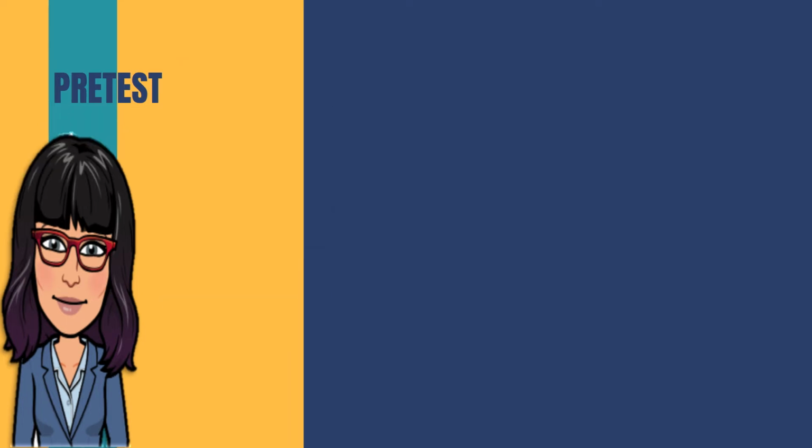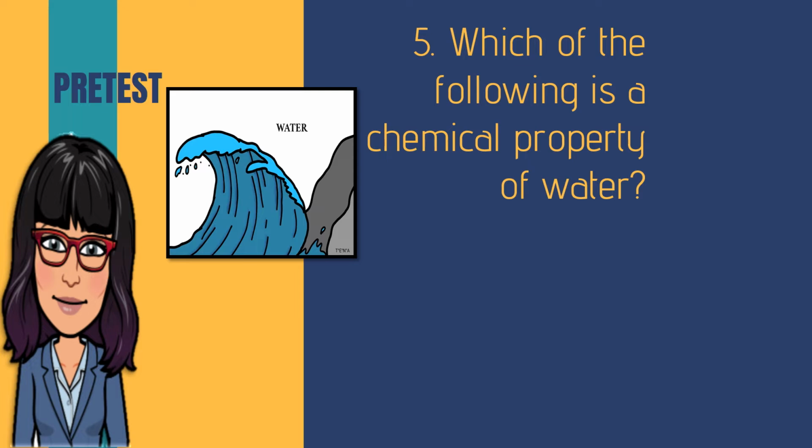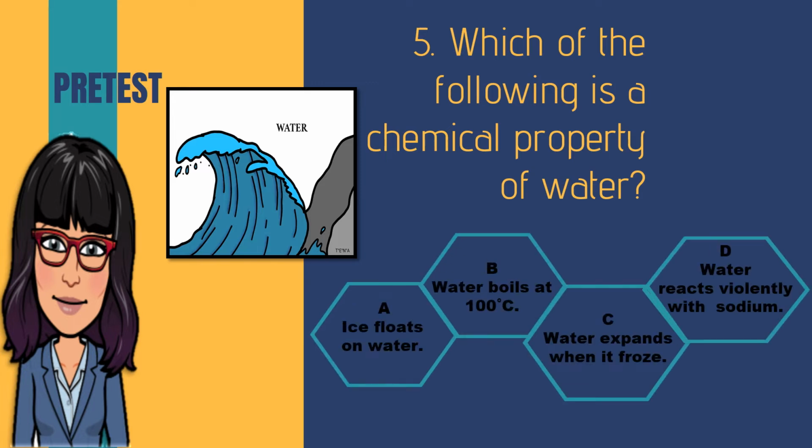And for our last question, which of the following is a chemical property of water? Choices: A. Ice floats in water, B. Water boils at 100 degrees Celsius, C. Water expands when it freezes, D. Water reacts violently with sodium. Think for the answer. And the answer is D. Water reacts violently with sodium.